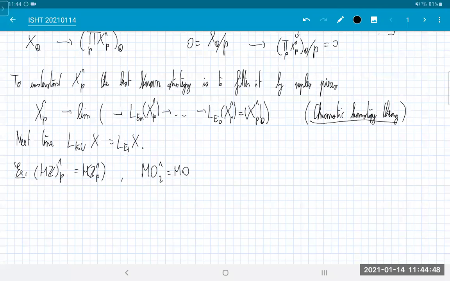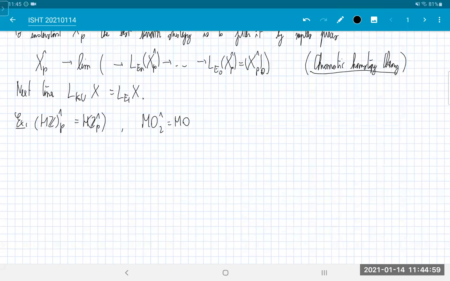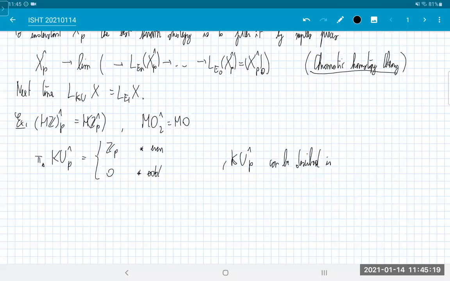You want other examples? I don't know. There are plenty of spectra for which we know all the homotopy groups of the p-completion. For example, in a similar way to HZ, the p-completion of KU has homotopy Z_p when star is even and zero when star is odd. And moreover, KU_p can be described in terms of arithmetic data.